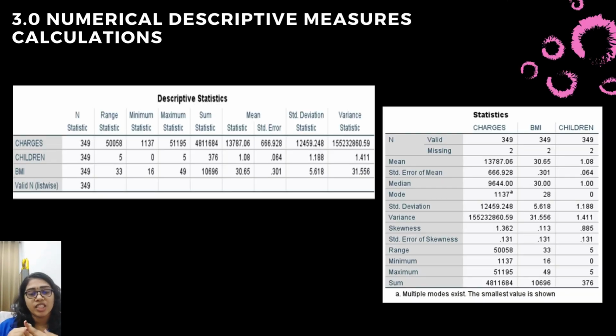So today I'm going to discuss the numerical descriptive measures. We're going to see the calculation of descriptive statistics. We got three elements, which are charges, children, and BMI. First of all, for the charges, the N statistic is 349, range statistic is 50,058. Minimum statistic is 1,137 and maximum statistic is 51,195.